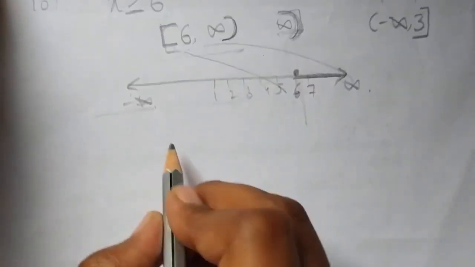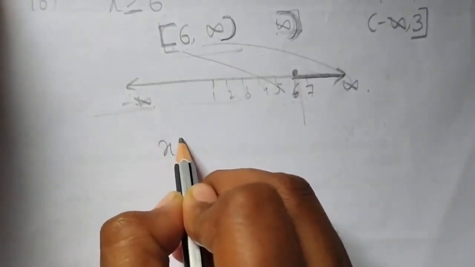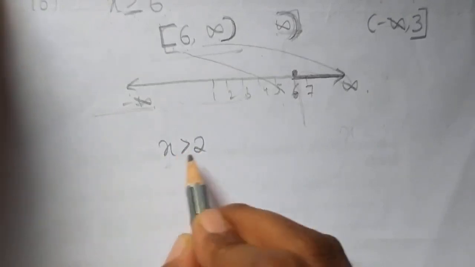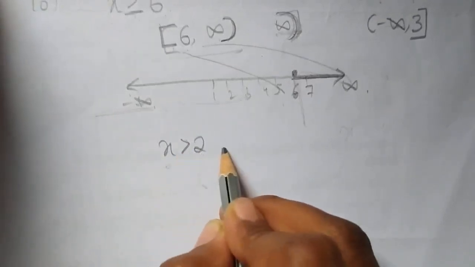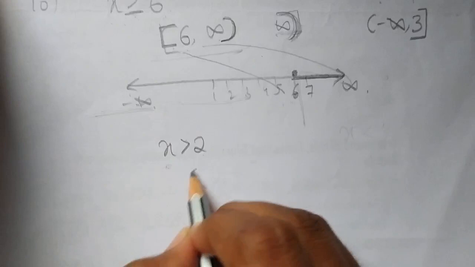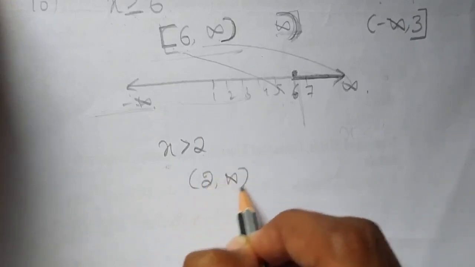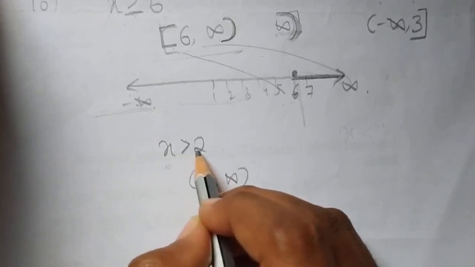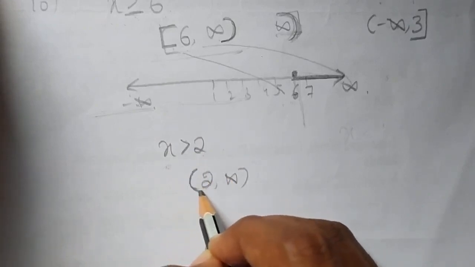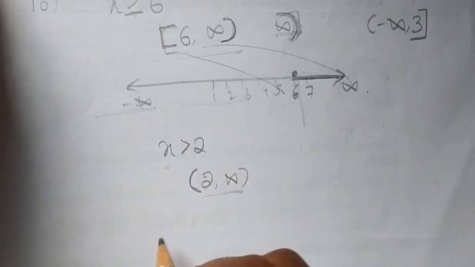Look at another example, x greater than 2. All real values which are greater than 2 up to infinity. Greater than 2, from 2 up to infinity, not including 2. 2 is not included, open bracket at 2. So this is the solution set.